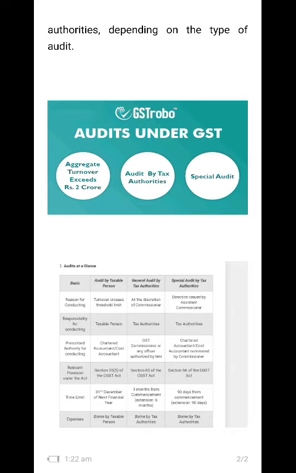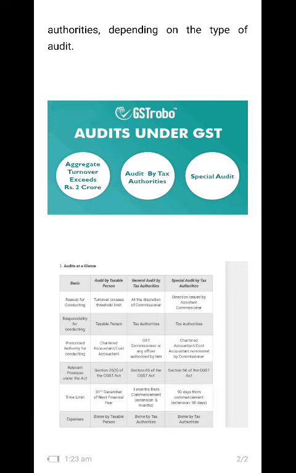There are mainly three kinds of audit. The first one is audit by taxable person. Second one is general audit by tax authorities. Third one is special audit by tax authorities. So these are the three major kinds of audit: audit by taxable person, general audit by tax authorities, and special audit by tax authorities.